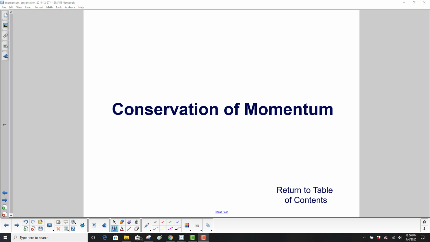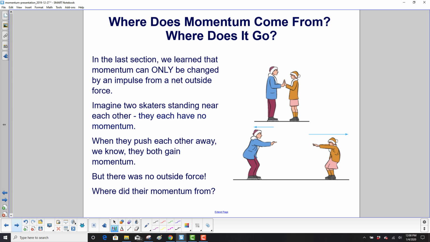Conservation of momentum. In the last section, we learned that momentum can only be changed by an impulse from a net outside or external force. So let's imagine two skaters standing near each other. They each have zero momentum. They're not moving. So since momentum is mv, there's zero momentum.